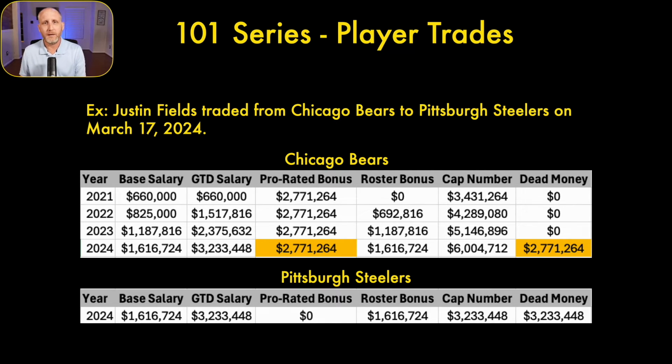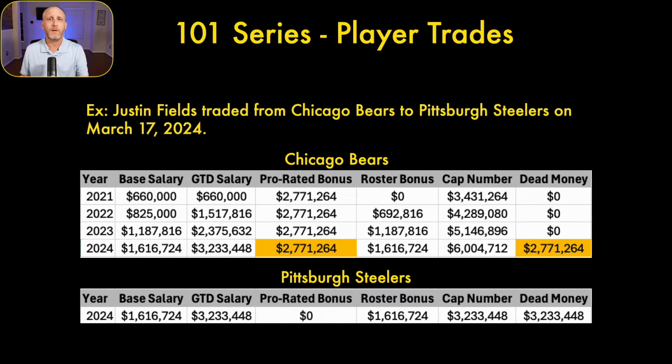Pittsburgh is going to take on this contract, and they will take on the final year of the contract. In this case, there's no prorated bonus because, like we said, that stays back with Chicago. They will assume the base salary and the roster bonus, and there you see the cap number of $3.233 million, which is straight up cash for the year. So this is a very basic, straightforward trade and how the salary caps are managed for both sides of the team.